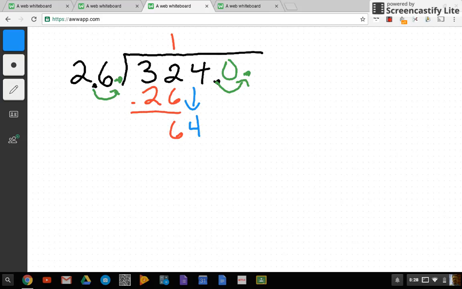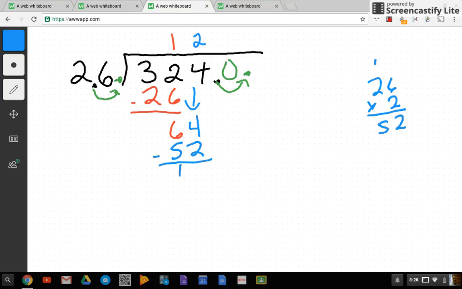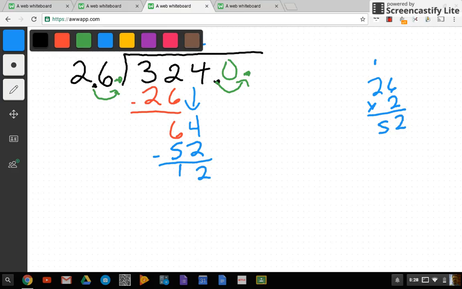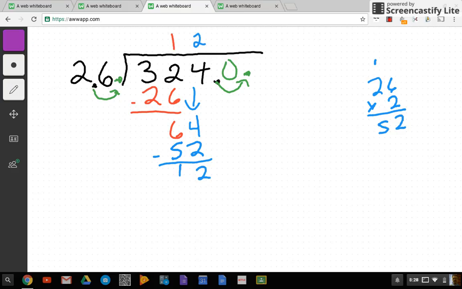I know that 26 can go into 64. I'm going to guess 2 times. Because if I come out here and do 26 times 2, that'd be 52. That's going to be pretty close. That'd be 12 left over there. Process goes over again. Now then I've got my 0. Remember I had to put that 0 out there.